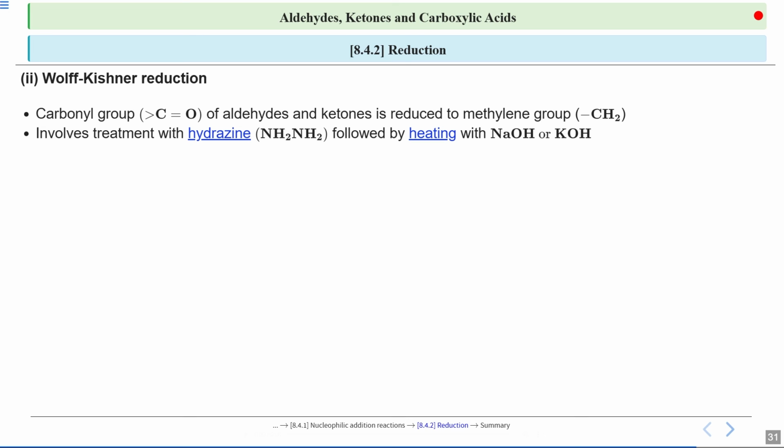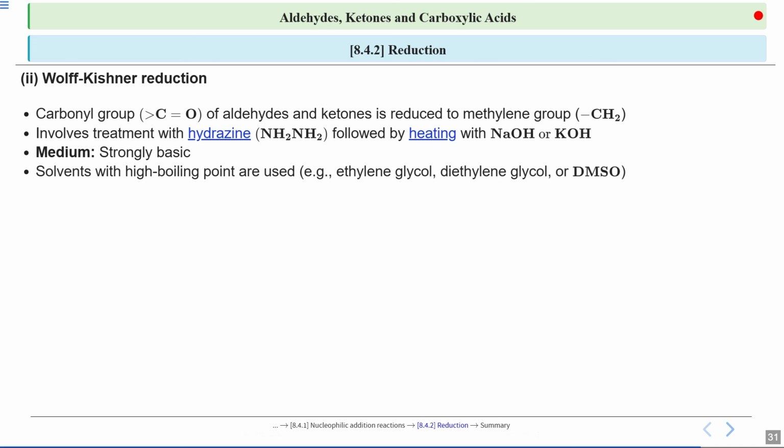This hydrazine is a very strong reducing agent. This is followed by heating with a strong base like NaOH or KOH, which facilitates the reaction. In the earlier case, Clemmensen reduction, there was an acidic medium, but here there's a strongly basic medium. This is important because the basic condition helps to drive the reaction forward.